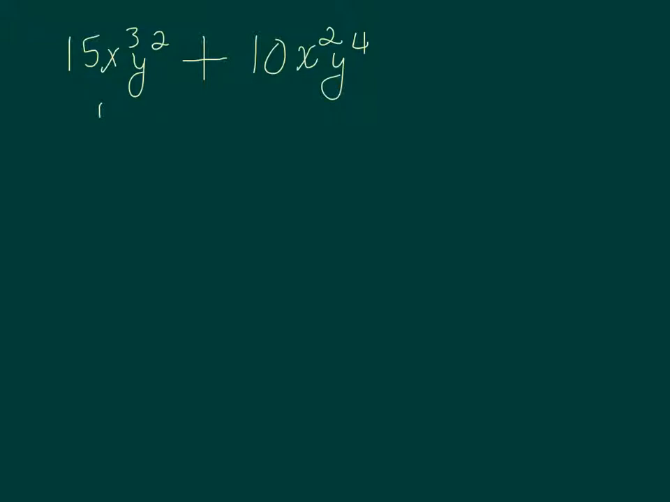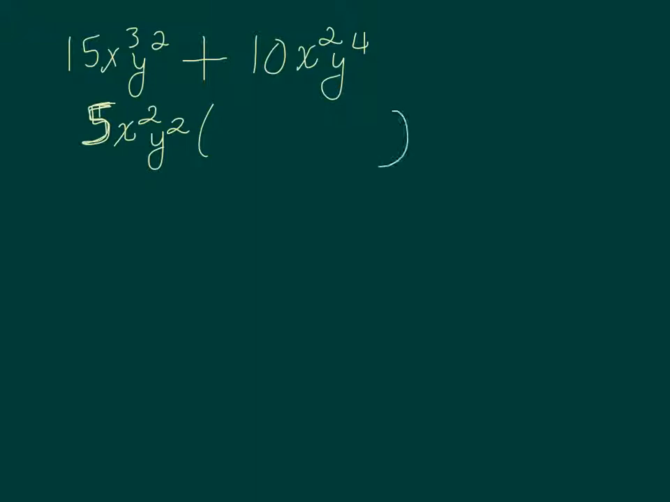All right, let's look for the number that is in common to both 15 and 10. So 15 and 10 are both divisible by 5. So 5 is a factor of both of those. I think it's the largest factor. Let's see, the smallest x I have is x squared, and the smallest y I have is y squared. So my greatest common factor is 5x squared y squared.